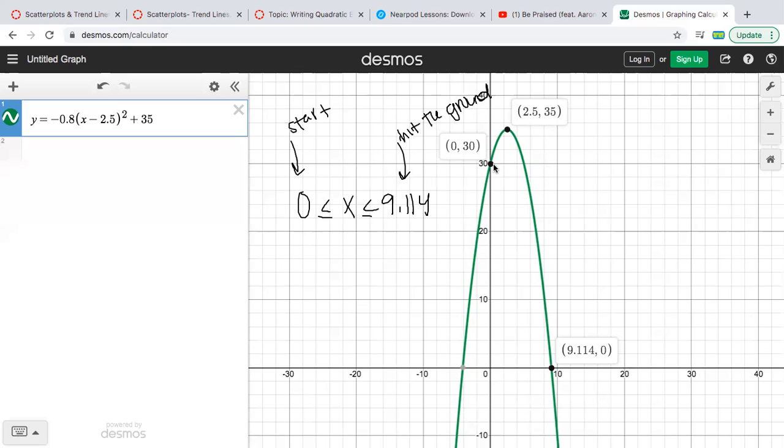Now let's talk about the range. What is the bottommost point? 0, right? The ground. And what's the topmost point the ball reached? In feet, what's the topmost point it reached? 35. Because 2.5 is seconds. So if I was to write the range, it would be 0 is less than or equal to y is less than or equal to 35. This is the ground. And this is the maximum.